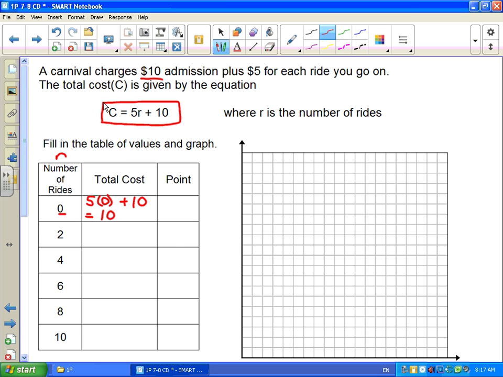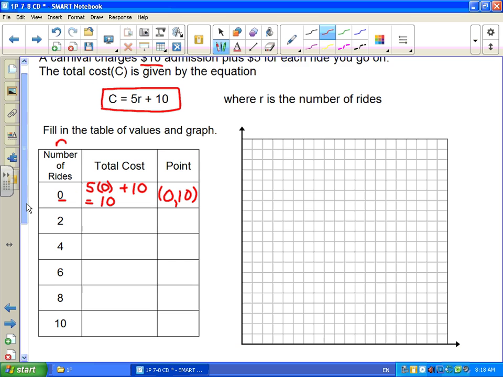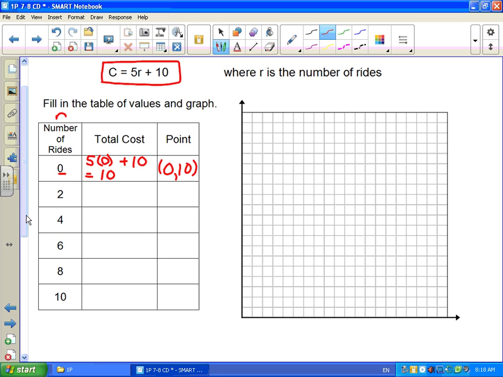So our total cost to go on 0 rides is $10. And this makes sense, because we have to pay that $10 to get into the park, even if we don't go on any rides. Now, to get the coordinates of the point that we want to plot, this is our ordered pair xy. So our first number always comes from our first column, 0. Our second number here always comes from the second column. So our point is going to be 0, 10. And we can repeat this to fill in the rest of our table here.